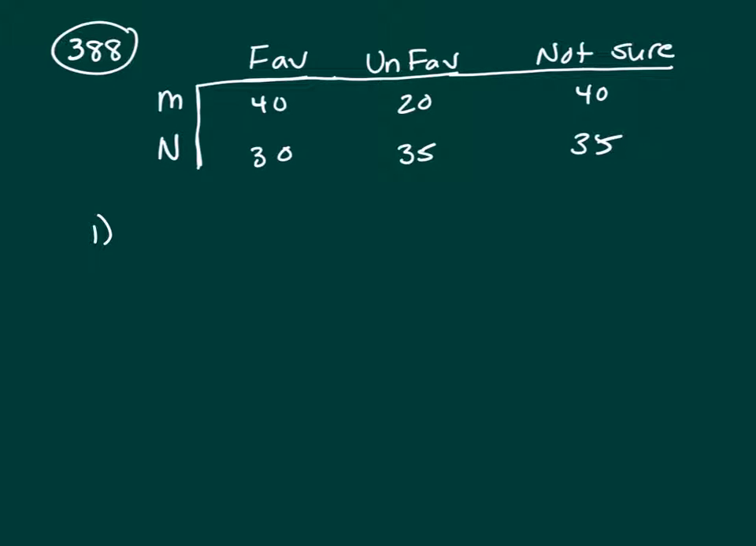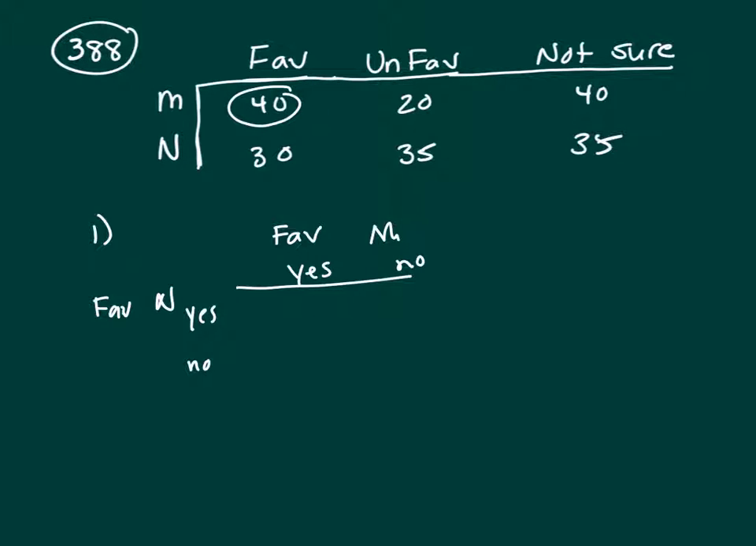All right, let's do another matrix. Let's do a submatrix to the one above. And let's go across the top and let that be favors M. And then my rows will be favors N. And it's going to be yes, no, or yes, no. Okay, so from the top matrix, we know that 40 people favored M.